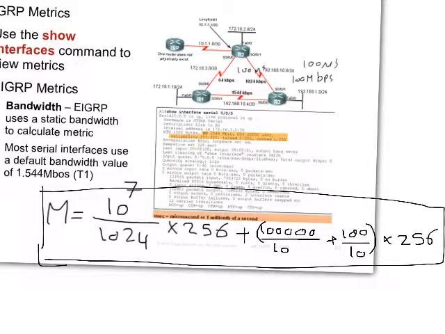So that's how I calculate the metric. Bandwidth is a bottleneck based on the minimum bandwidth. Delay is accumulative. I have to calculate for each hop and get the summation of all. Any question?